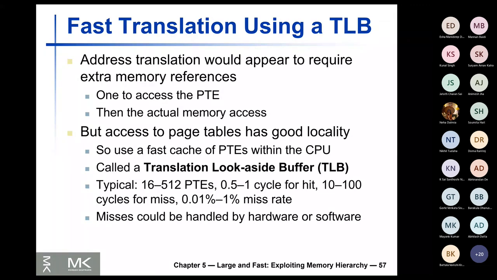How many entries are typically there? Well, typically it is between 16 to 512 page table entries. Usually it takes about 0.5 to 1 clock cycle for a hit, which means if the hit happens, the decision is made available within 1 clock cycle, and 10 to 100 clock cycles if there is a miss. The miss rate is typically between 0.01% to 1%. And the misses can be handled by hardware or software both.